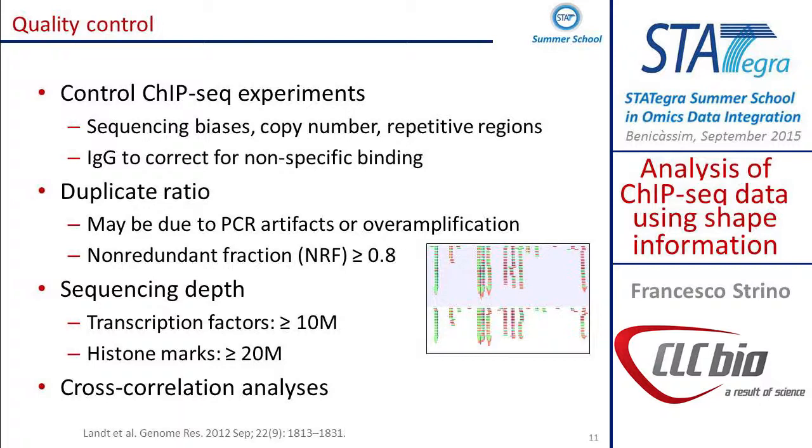In ChIP-seq experiments, as I was saying before, there are sequencing biases in fragmentation or in PCR amplification and other things. There are also copy number variations, and this is not only cancer. For example, if you have a mitochondrial chromosome, you will get a lot of reads just because you have a lot of copies. So it's very useful to have a control.